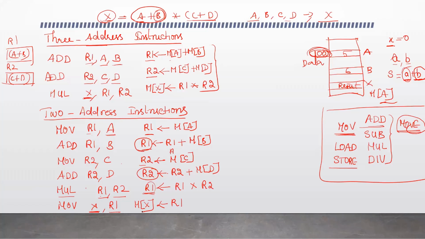Okay, now we have replaced the three instructions we wrote using 3 address fields with 2 address instructions. So how many instructions are there in 3 address instructions? For evaluating the same expression, we have 3 instructions. And if you see in the 2 address instructions, we have 6. The number of instructions has increased. So that is the advantage of 3 address instructions: the number of instructions is reduced.